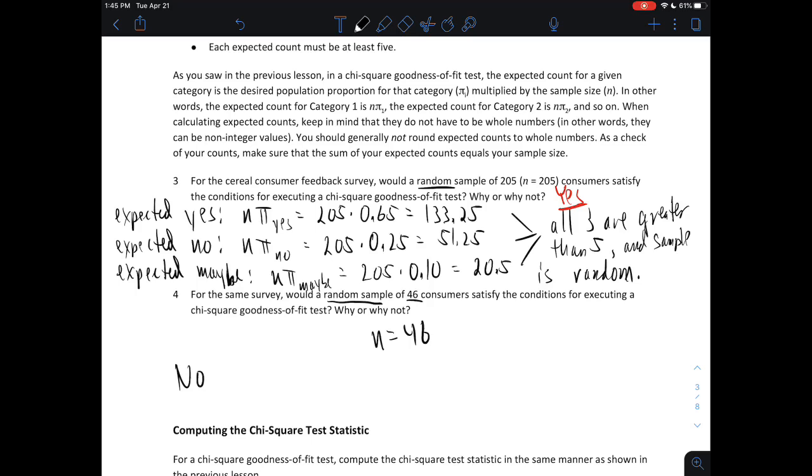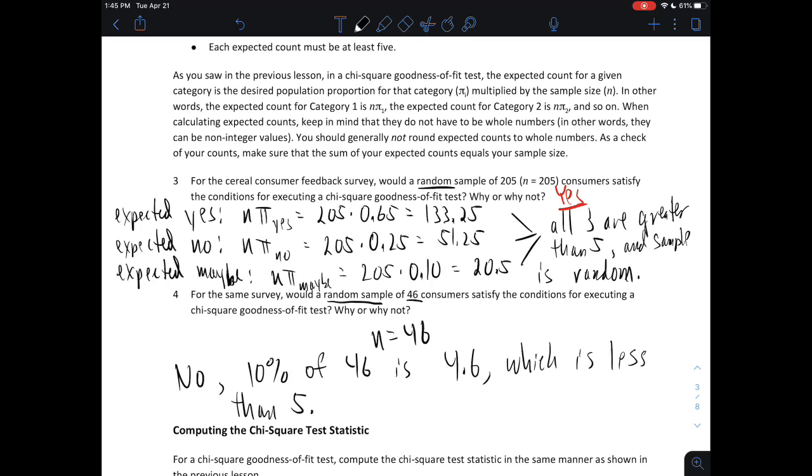So we run into a problem. 10% of 46 is 4.6, which is less than 5. So the expected maybes is too small.